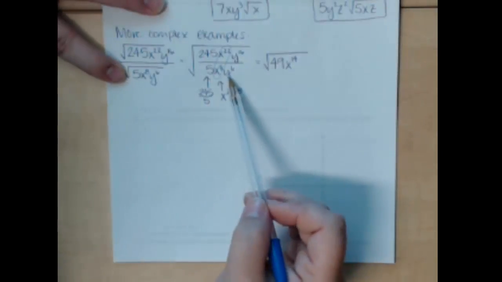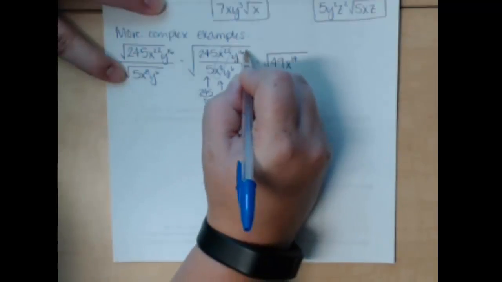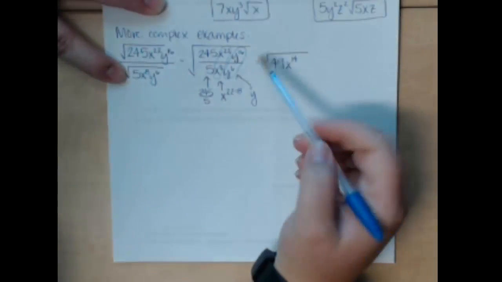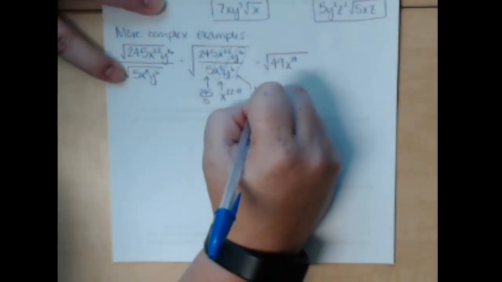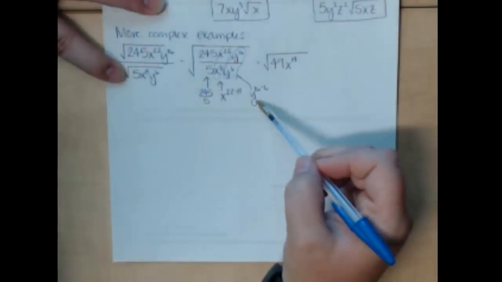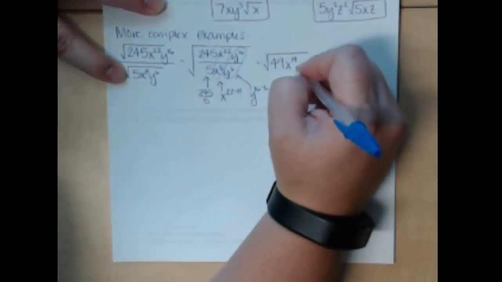Okay? And then I do the same thing with the y's here. I have y's on top and bottom, so I can use the quotient rule. This would be like y to the 16th, and then if I want to move this 6 up, I subtract it. Y to the 16th minus 6 leaves me with just y to the 10th. And now this is actually a really easy problem that we can simplify. Probably easier than the last practice problems we just did, right?